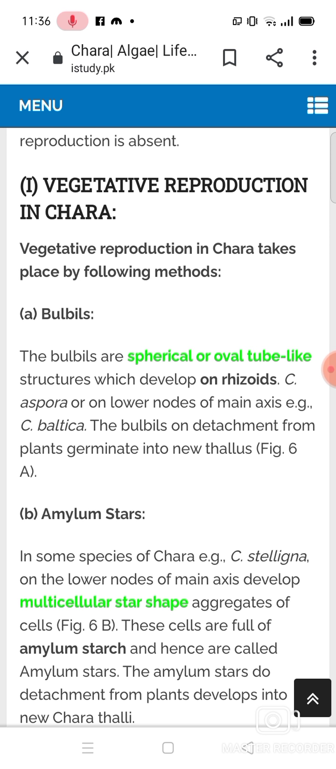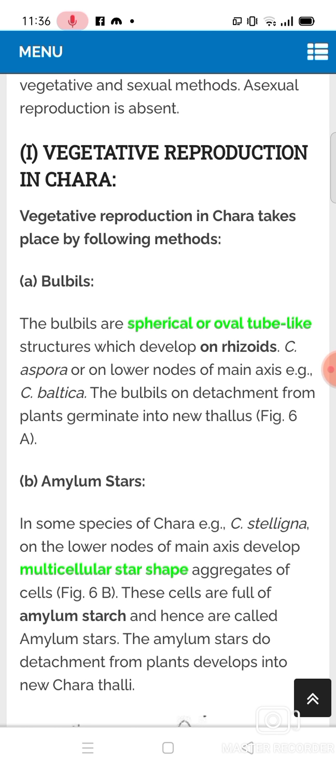You all know what vegetative reproduction is. We have discussed it before: if reproduction takes place by body parts of an organism, and a certain part of the organism detaches from the parent and develops into a new individual, such reproduction can be regarded as vegetative reproduction. So in Chara, vegetative reproduction takes place by the following means.